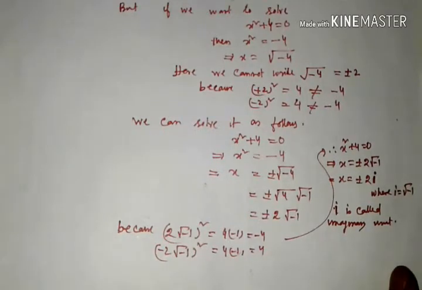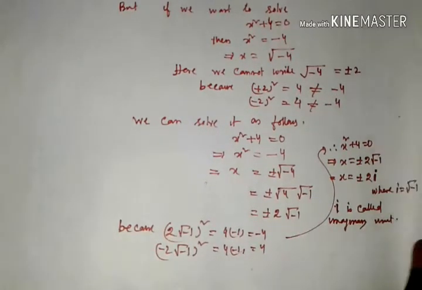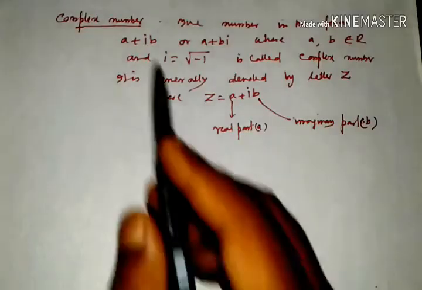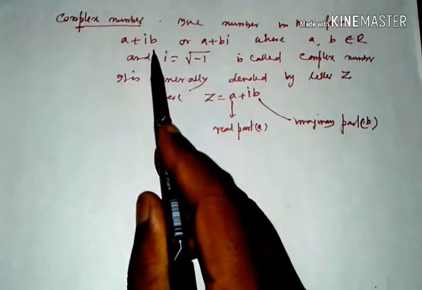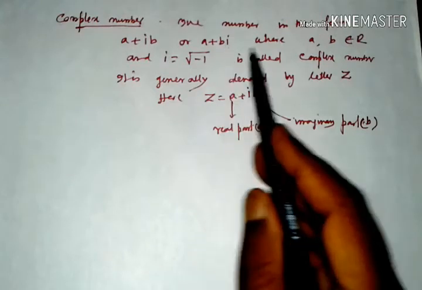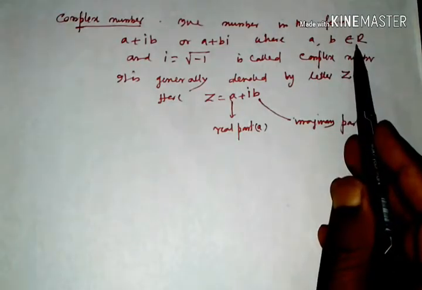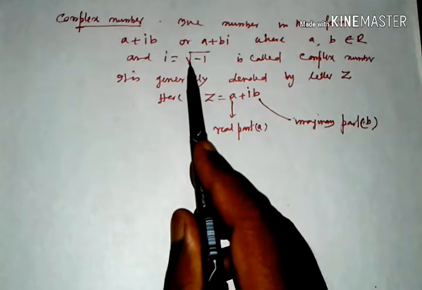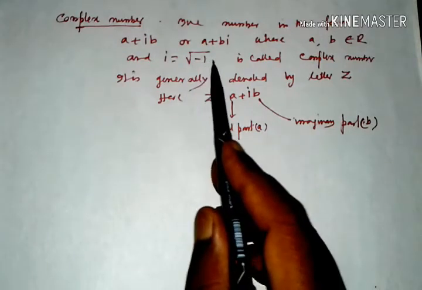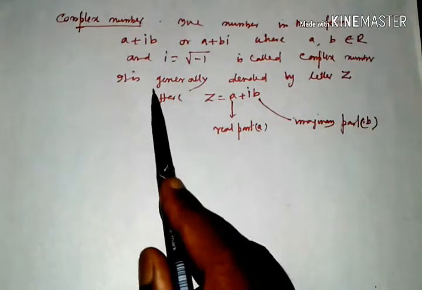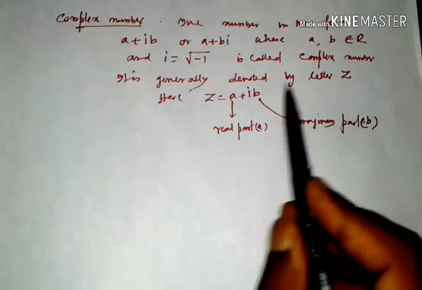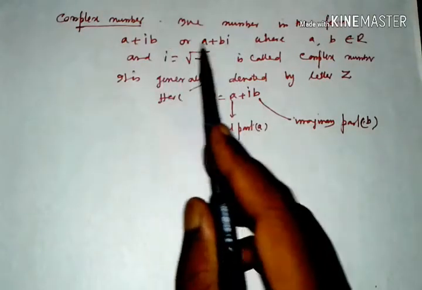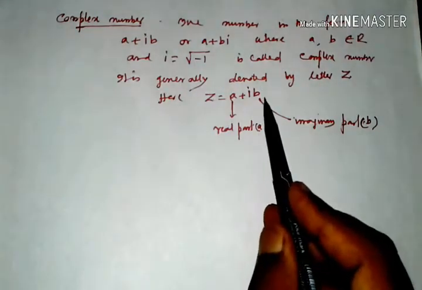Now the definition of a complex number. A number in the form a plus ib, or a plus bi, where a and b belong to R, are real numbers, and i is equal to root over minus 1, is called a complex number. It is generally denoted by the letter Z. Here the complex number is a plus ib, so Z is equal to a plus ib.